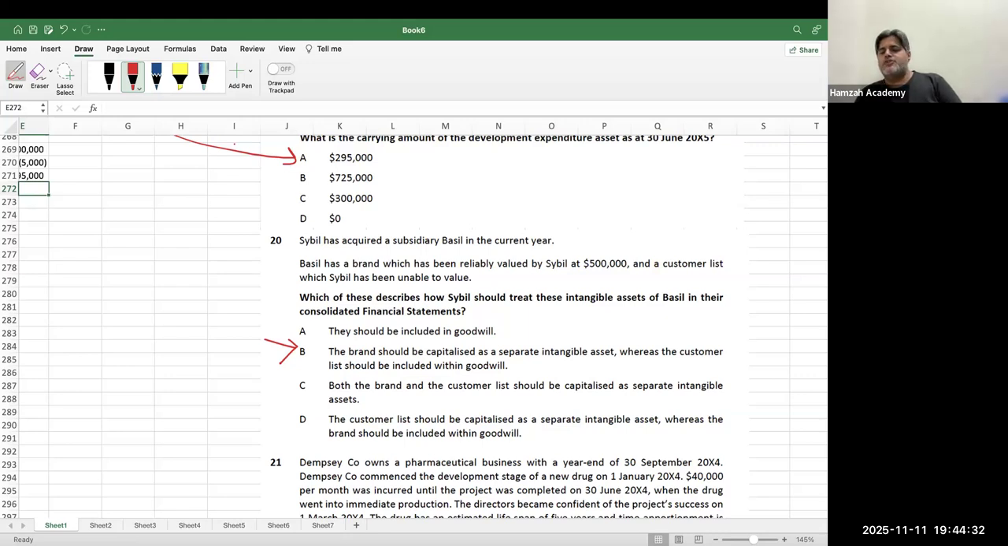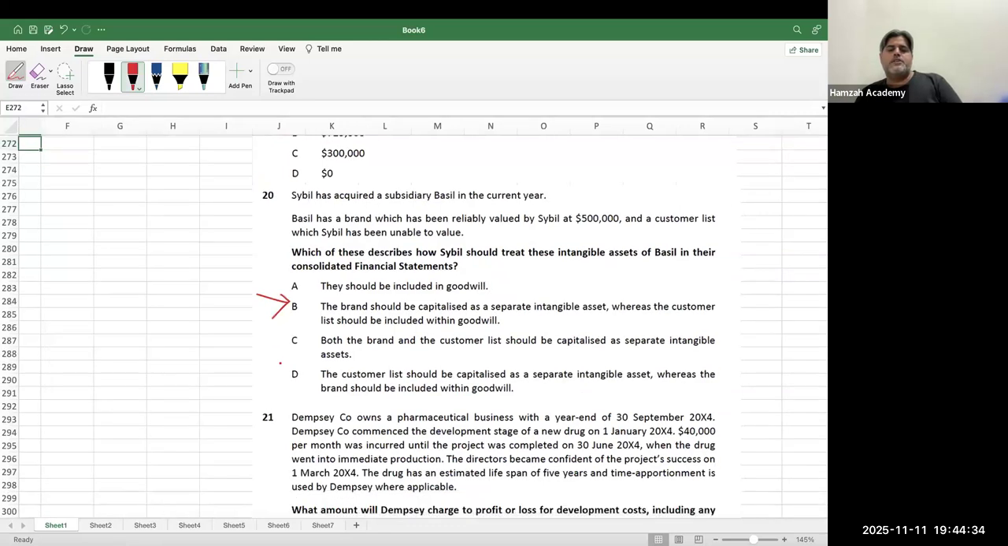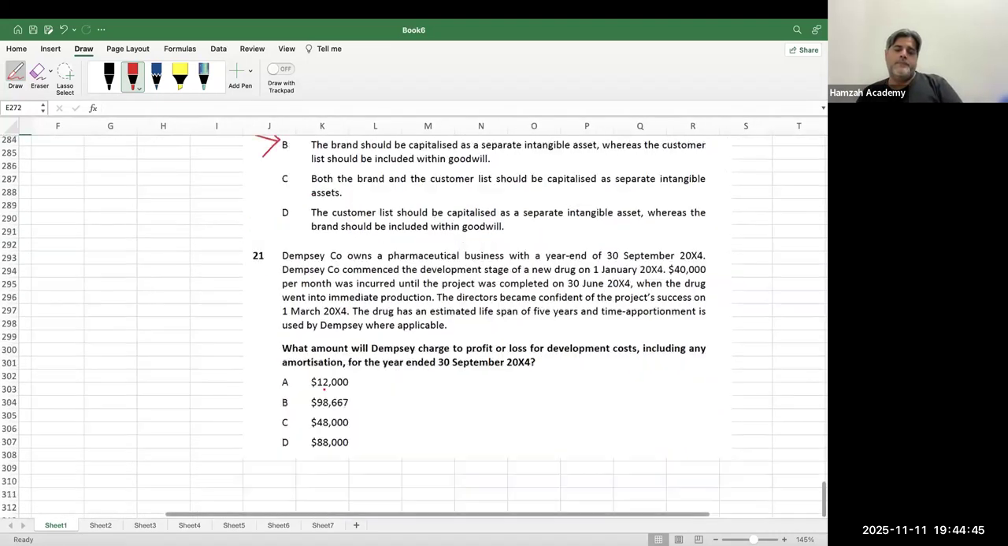Both the brand and the customer list should be capitalized? No. The customer list should be capitalized as a separate intangible asset, whereas the brand should be included? No, no. The brand should be capitalized as separate, and the customer list should be included in the goodwill.